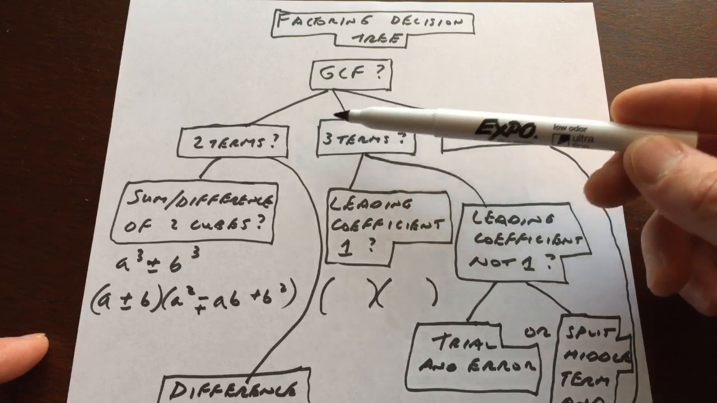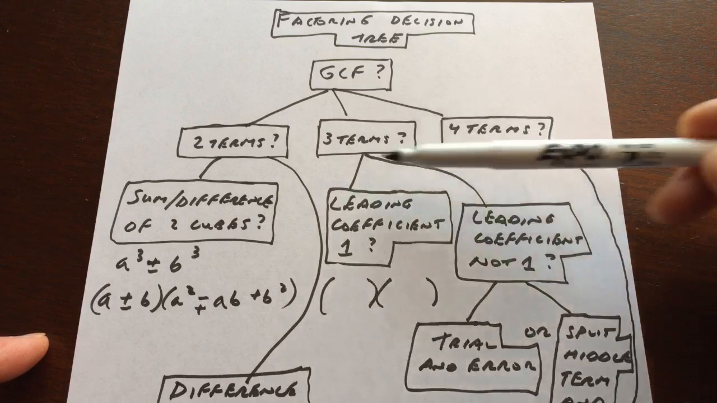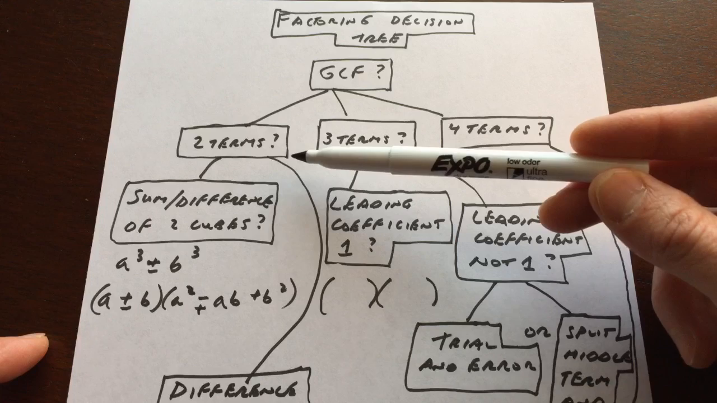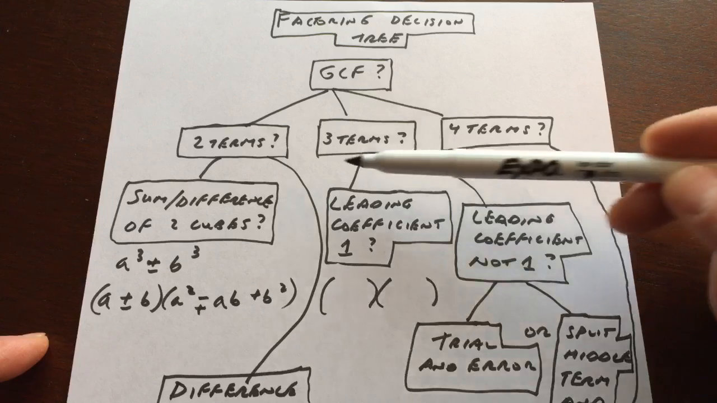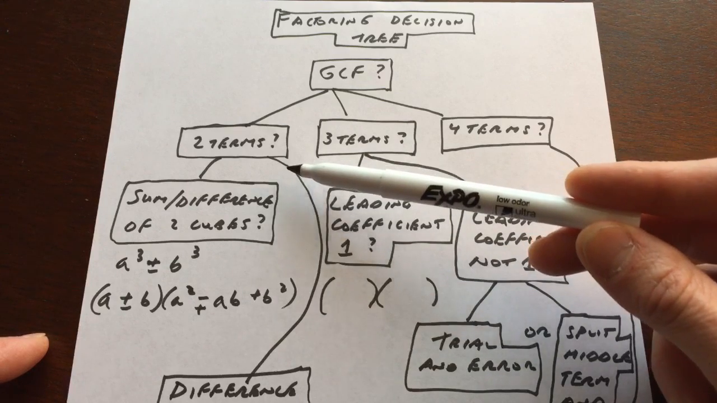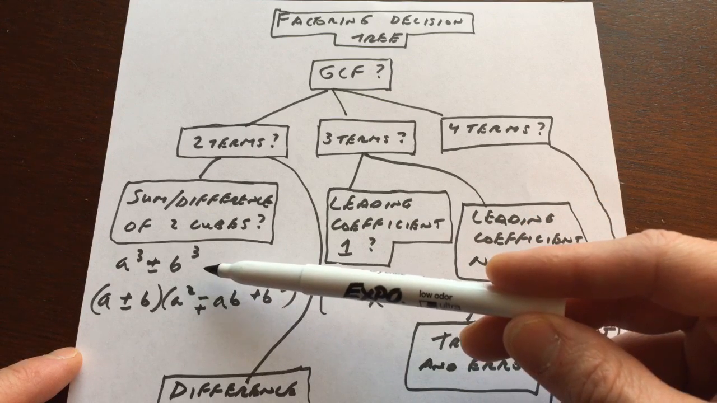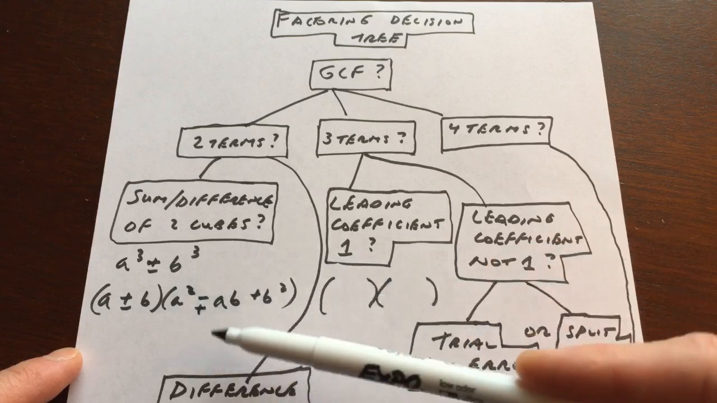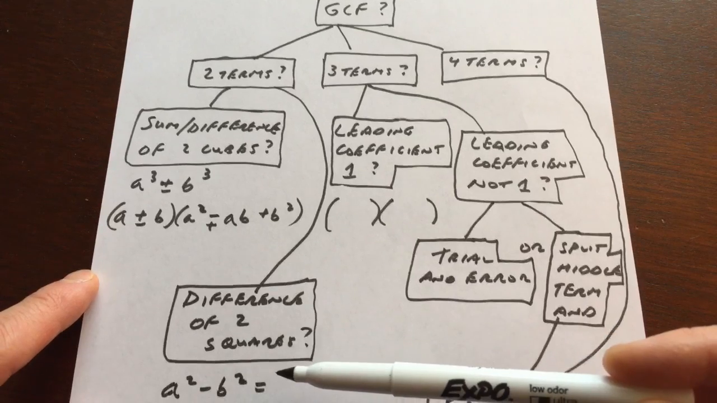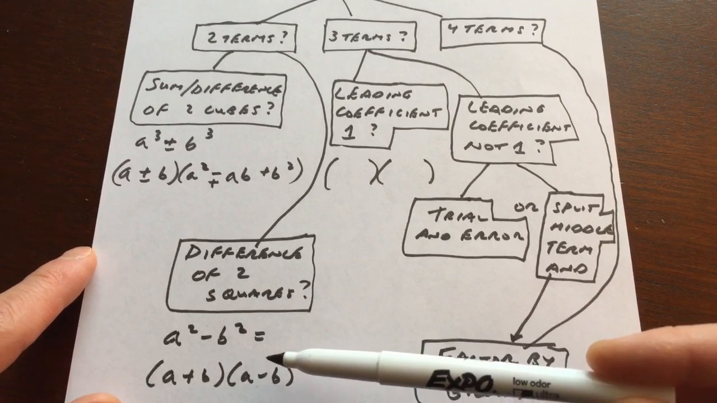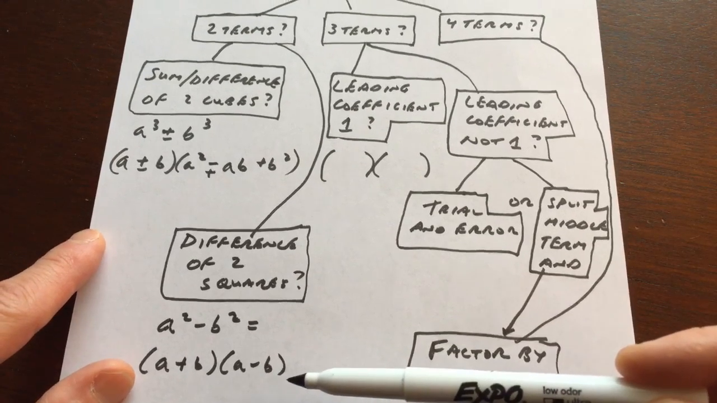And then after that, you ask yourself, are there 2 terms, 3 terms, or 4 terms? Now remember, the terms are separated by plus or minus. So a term is like a group, and it's separated by that plus or minus sign. And then once you analyze how many terms there are, if there are 2 terms, you basically have to make a choice here. Is it a sum or difference of 2 cubes? Basically looking like this, a cubed plus b cubed, or a cubed minus b cubed, in which case you would factor it like this. Or is it a difference of 2 squares, in which case it would look something like this, a squared minus b squared, and you would factor it as a sum and difference pattern. So we're going to look at all these different types today.